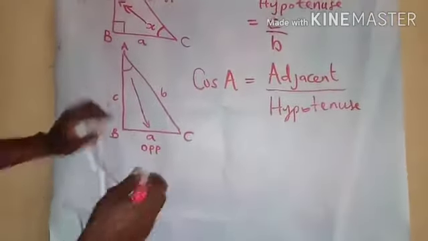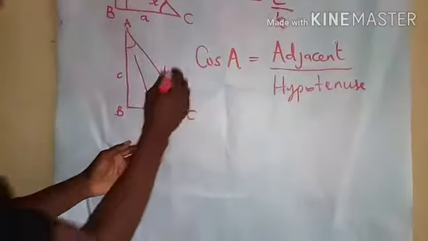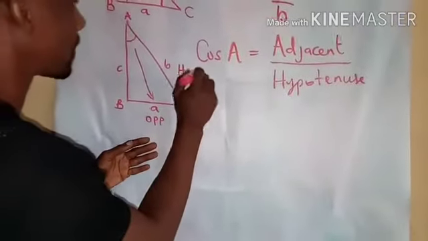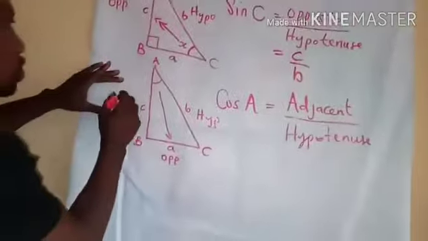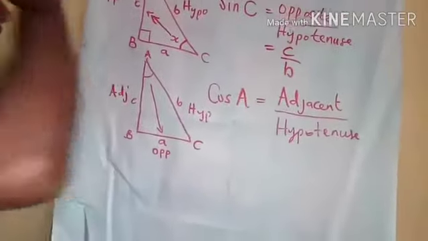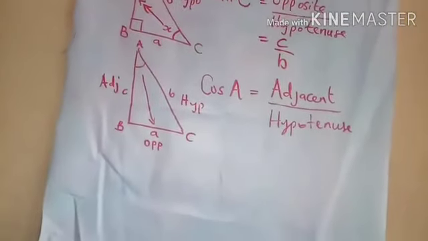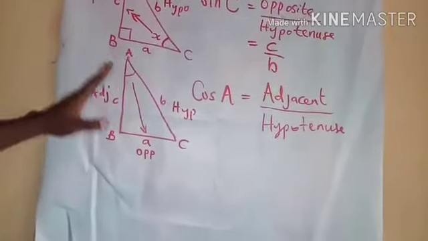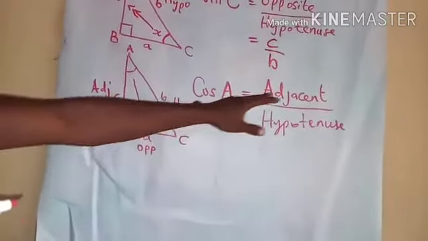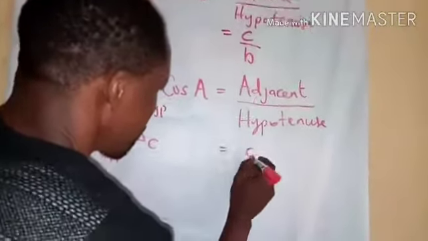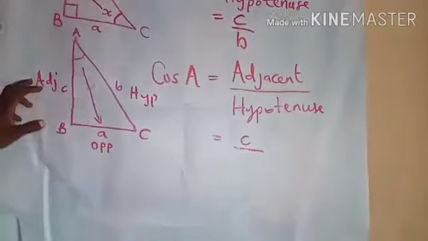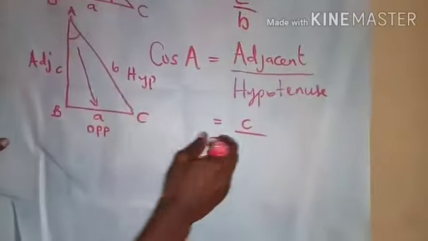For what we have now, we know that this is the opposite side. This is the longest side, which is the hypotenuse side. Which is left with the last side, which is automatically adjacent. So from our definition, cosine is adjacent over hypotenuse. What's adjacent from here? Which is C. What's hypotenuse here? B.